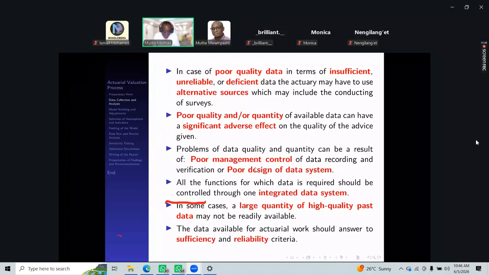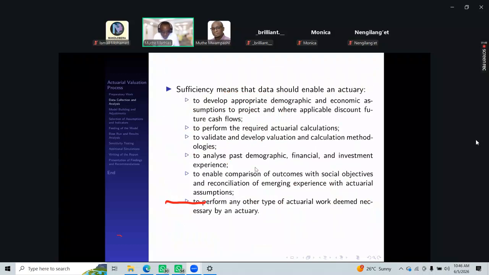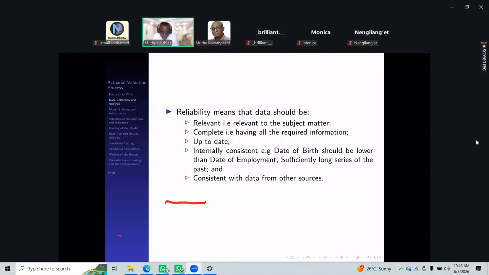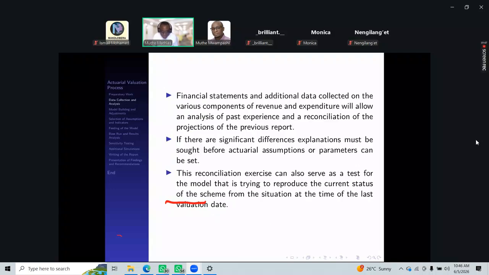Yeah, so poor quality data. Okay, so I don't think you have to comment on this. I think you can read on your own. This is what we mean when we say sufficiency of the data. So I hope you can simply read this. I don't want to cover one point to another, because you have to develop proper demographic and economic assumptions and perform the required actuarial evaluation. So the data should allow you to do all this kind of analysis for that data to be considered sufficient. Reliable, relevant, complete. This is simply data issues, so you can do that.